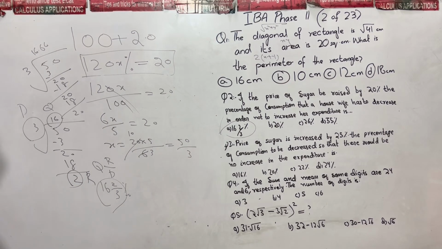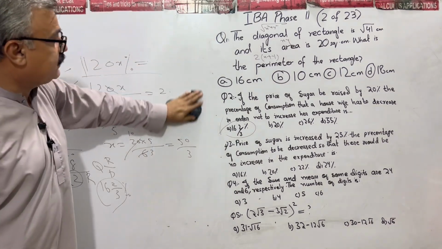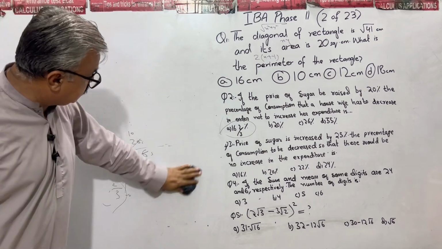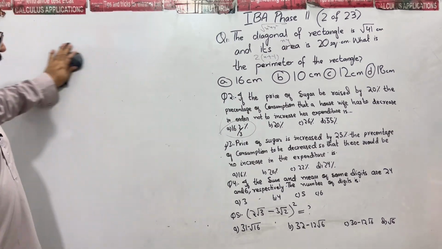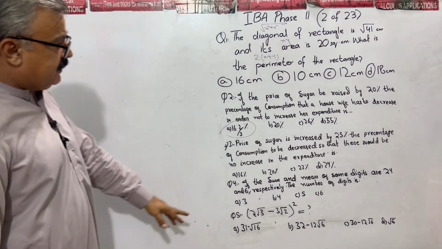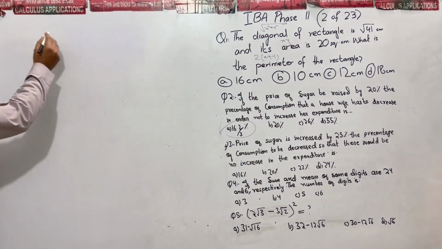Moving towards question number 3. Again, it's the same sort of question. Here it is 20; here it is 25. It's double practice for you, so let me solve this one as well. Again, same question: the price of sugar has been increased by 25%. Almost identical, instead of 20 there's only 25.